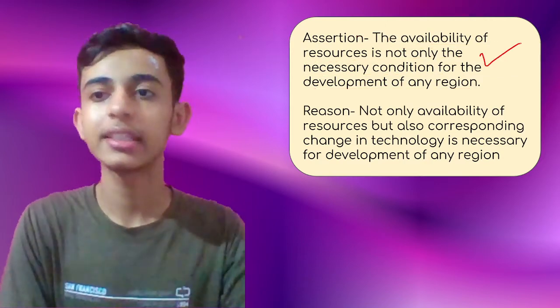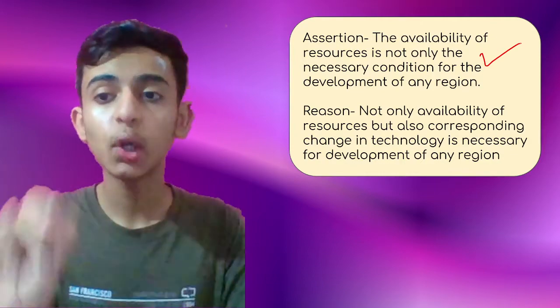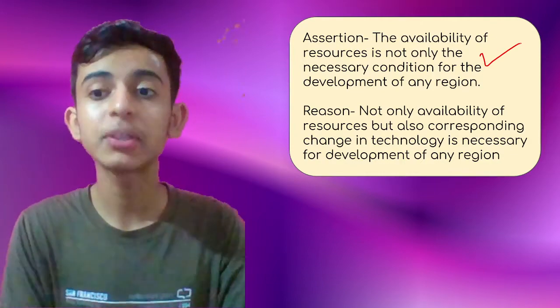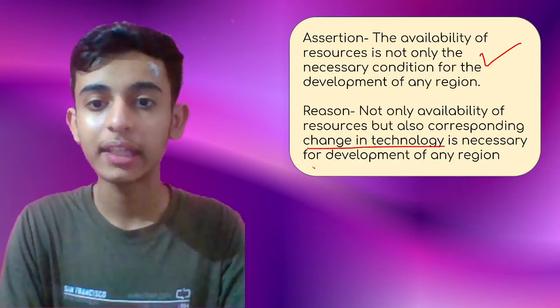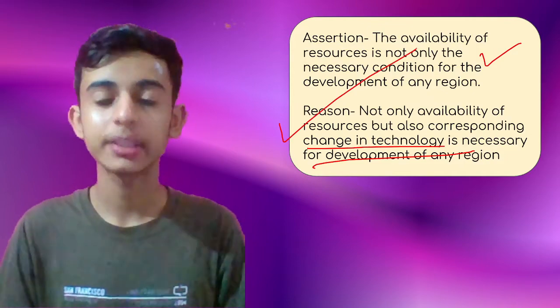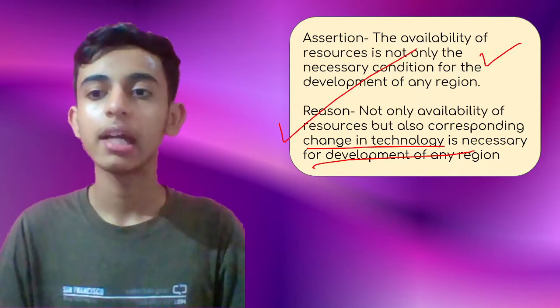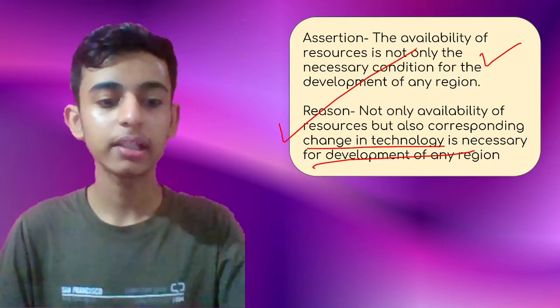So this statement is absolutely correct. Now let's check out the reason. Reason says not only availability of resources but also corresponding change in technology is necessary for the development of any region. Definitely this is correct. The corresponding change in society is also very important for the development of any country. Is that clear?